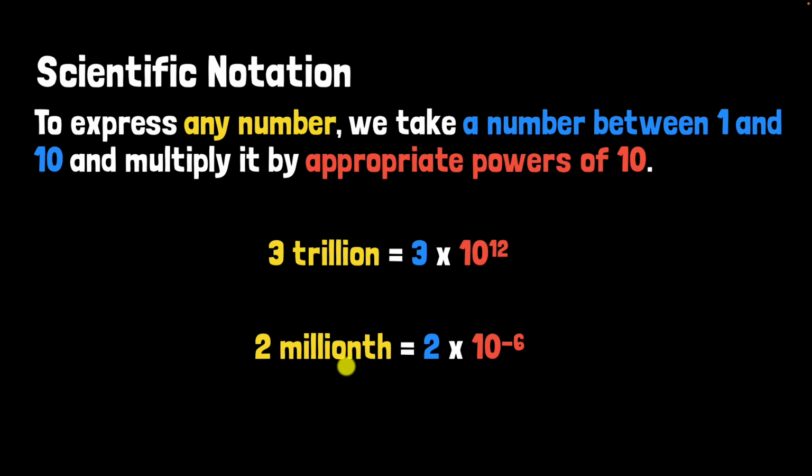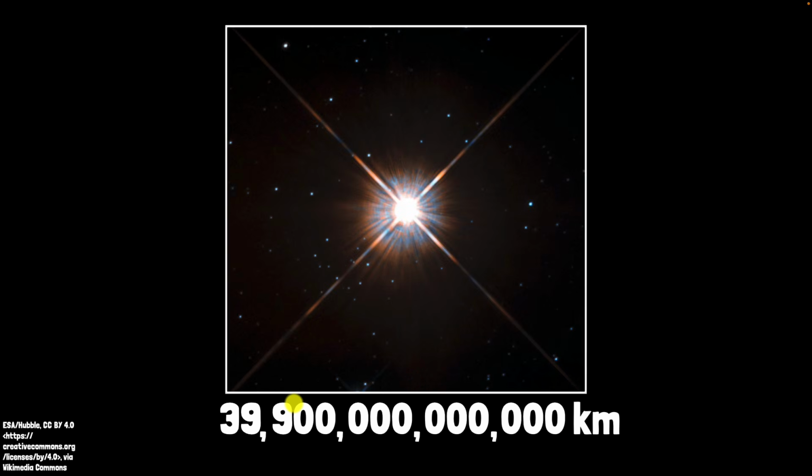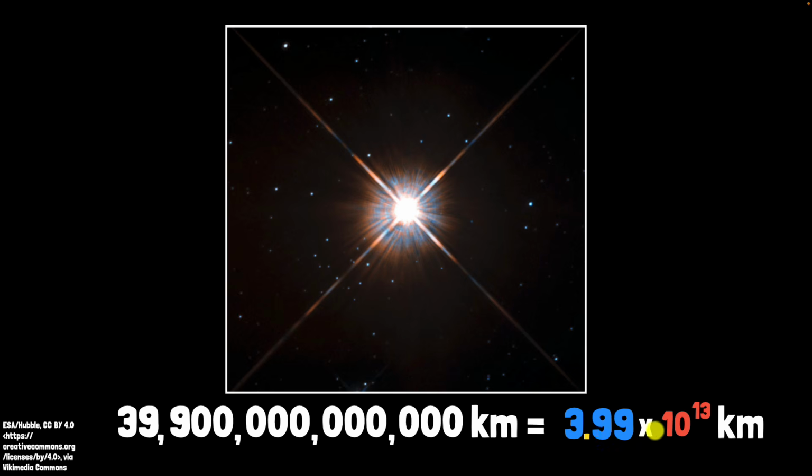To write 2 millionth, we multiply 2 with the appropriate power of 10 for the millionth, which is 10 to the power minus 6. So if we go back to our original example, we can write this big number as 3.99 times 10 to the power 13 kilometers. And by the way, we'll do some practice problems, so it'll make a lot of sense as to how to exactly arrive at this number. So don't worry as of now, let's just understand the concept.